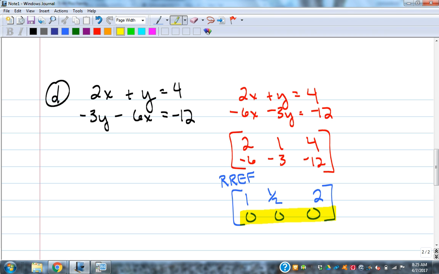But we're not done with this problem. We can't just say it's infinitely many solutions like we did in Algebra 1 and Algebra 2. So we'll do something else.